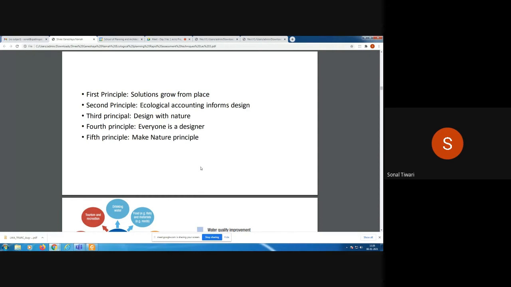So we cannot just be on the giver end and start dictating that this is the proposal. And in case there is a conflict of interest, the fifth principle helps: make nature the principle. Whichever is the most logical ecological solution as compared to the other can be taken ahead.